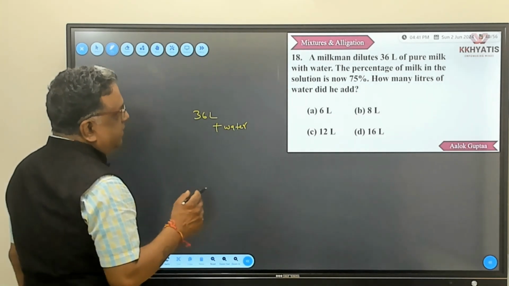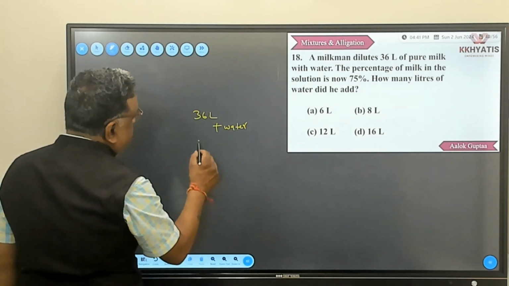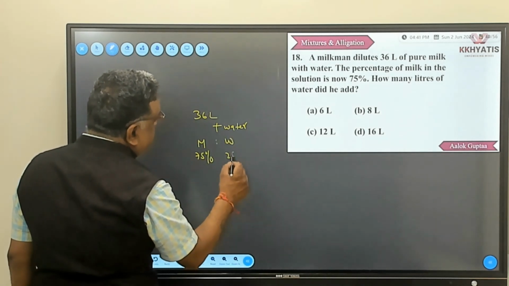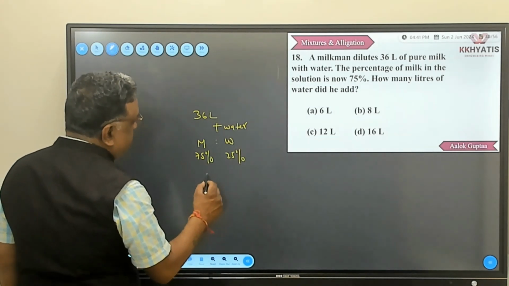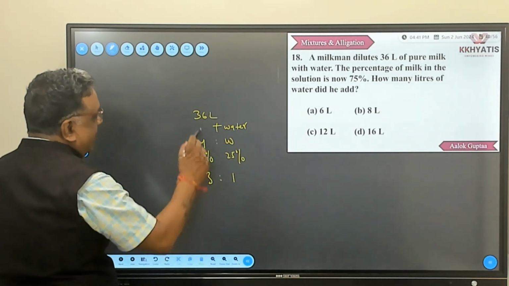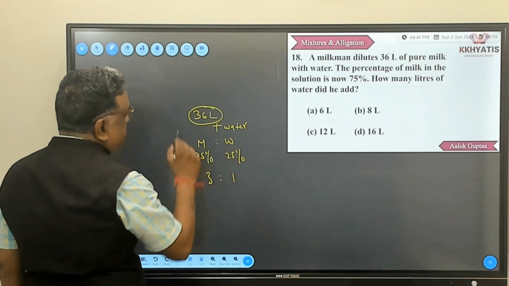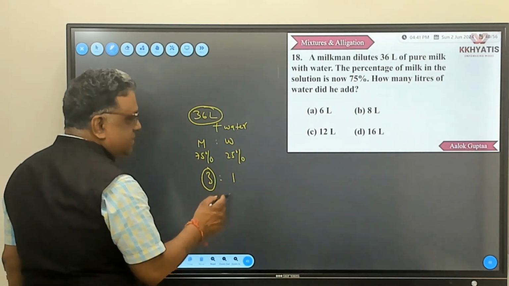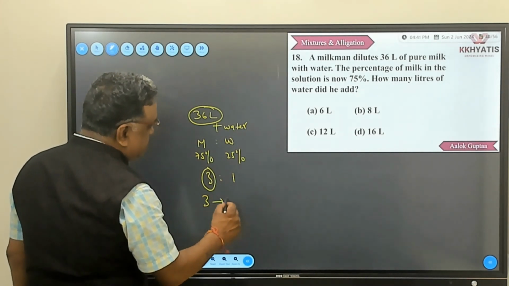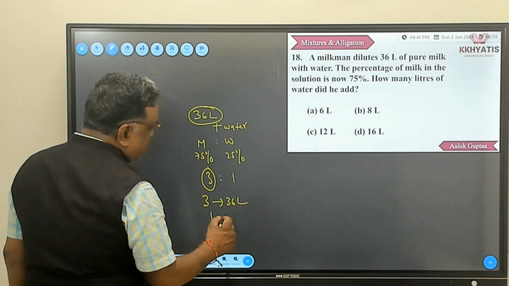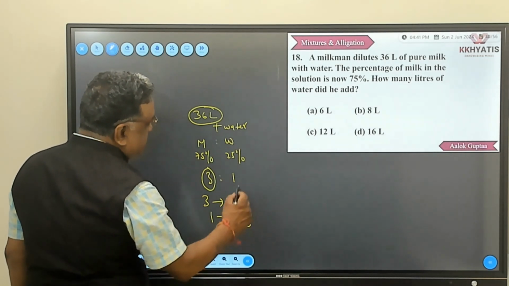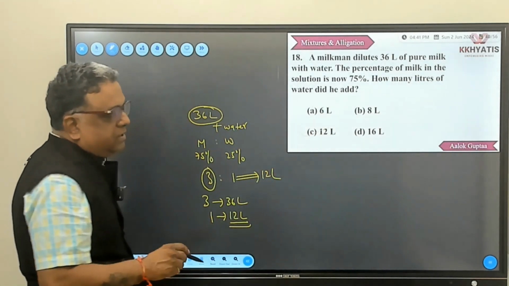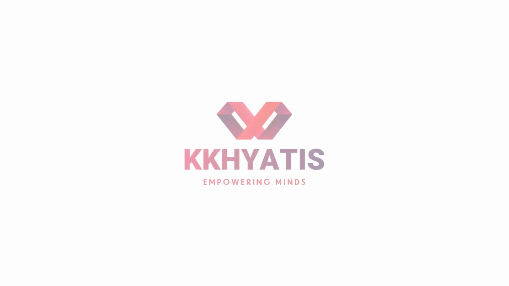Now in the solution there is 75% of milk. So milk is 75%, then water would be 25%, which means the ratio would be 3:1. But now we added water, which means the milk doesn't change, which means 3 is still the milk, which is equal to 36 liters, which means one value would be 12 liters, which means the water is 1, which is 12 liters. So you must have added 12 liters of water to make the ratio 3:1. Okay.